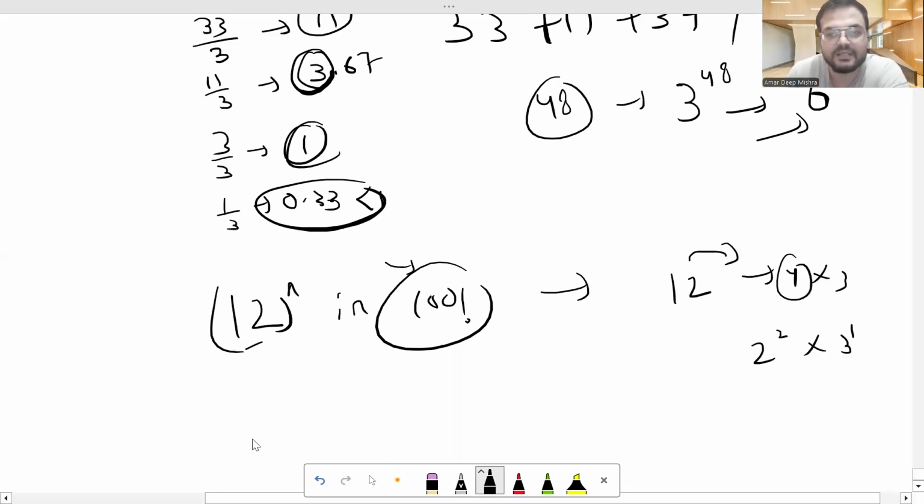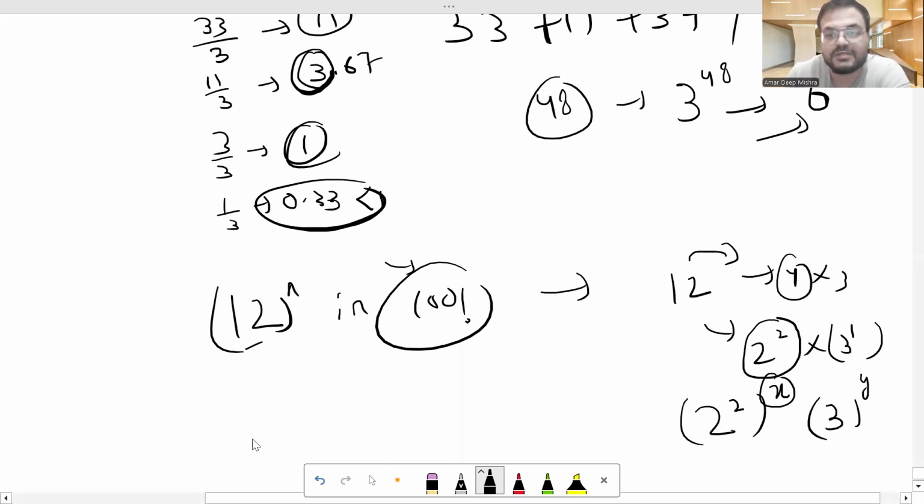Now this is the case. Here, you will have to find out the power of 2 square and the power of 3, and then you have to compare. For example, you get the power of 2 square as x and the power of 3 as y. Whichever is smaller, that will become the power of 12.